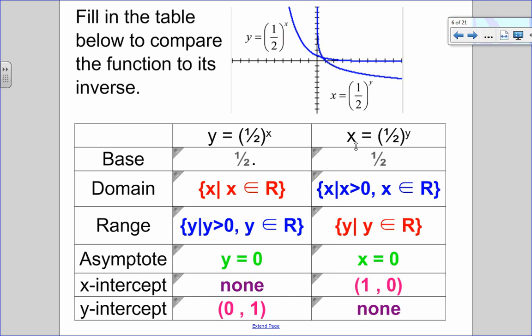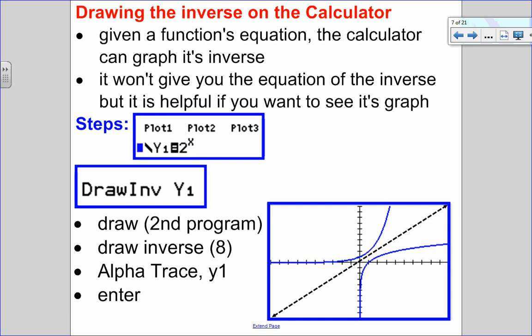So I'll let you in on a little secret about how I drew these graphs on the calculator, because there is no x equals button, only a y equals button on my calculator. On the calculator, you can always draw the inverse, you just can't come up with the equation yourself. Given a function's equation, the calculator can graph the inverse, and this is exactly what I did. I put my equation into y1, and then I went out and drew the inverse.